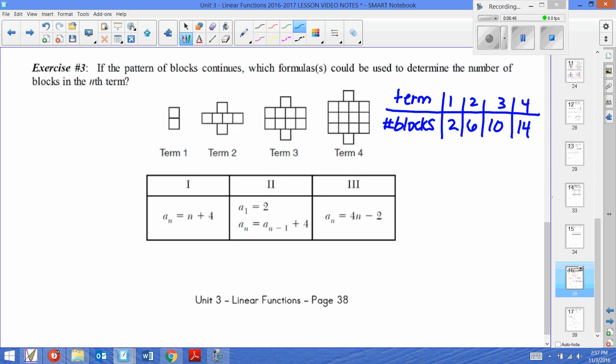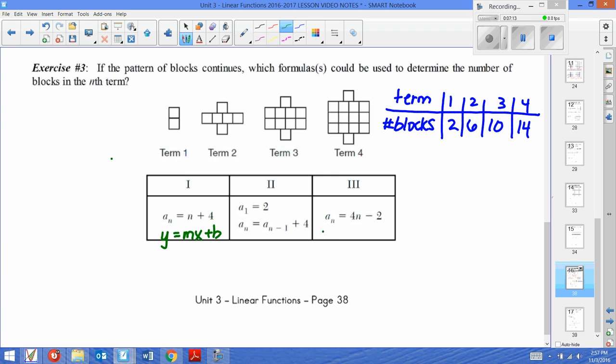Okay. So this blue table here is just the number of blocks organized for me. I need to figure out though, if I look at my answer choices, it looks like there's a recursive pattern here, but I think those are in y equals mx plus b form, aren't they? They're not recursive patterns.